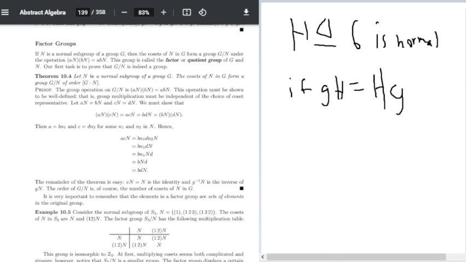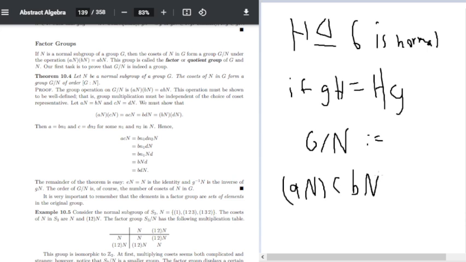Factor groups. If N is a normal subgroup of a group G, then the cosets of N in G form a group G/N under the operation (aN)(bN) equals abN. So I will quickly write this down. So G/N is defined to be aN times bN equals abN.